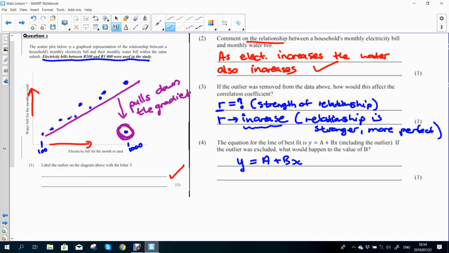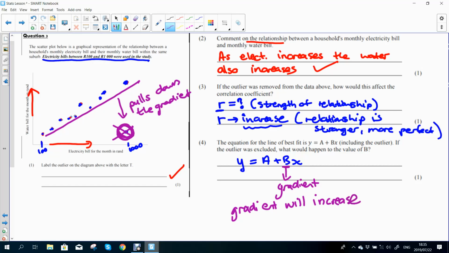Because of this point here, I need to consider that when I draw my line of best fit. But now it says I'm excluding that. So I'm not looking at this point. Now what will happen to this purple line's gradient? Because that is what B is. B is the gradient. What will happen to the gradient? Guys, the gradient will increase, correct? The gradient will increase.